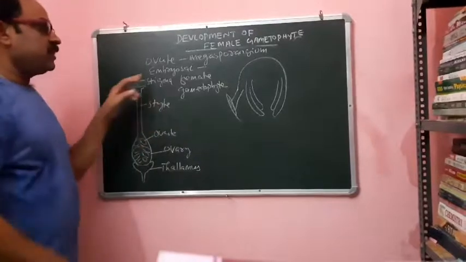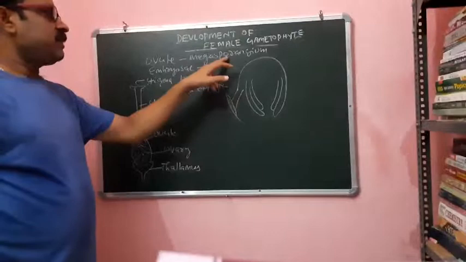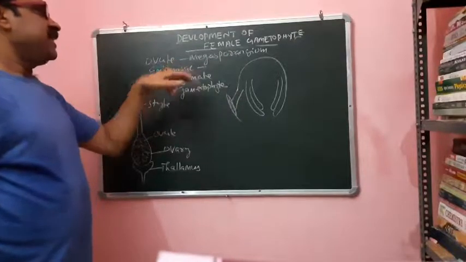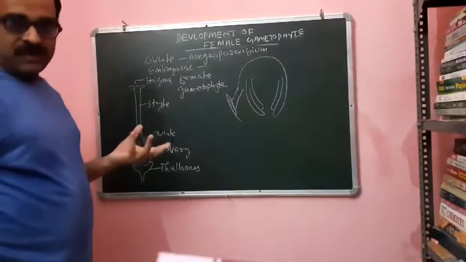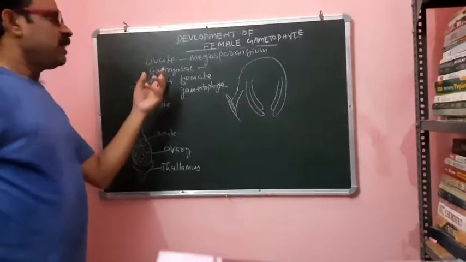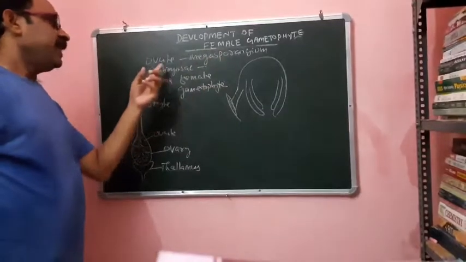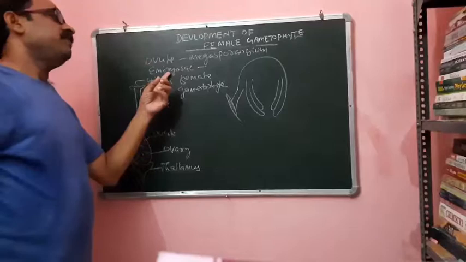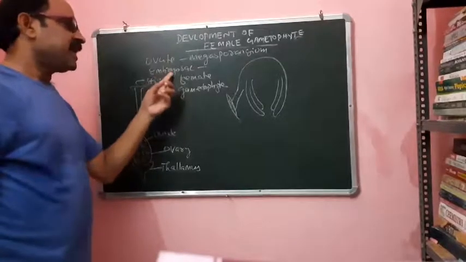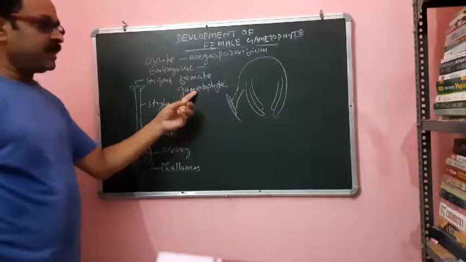Ovule is called megasporangium. Inside the ovule, the female gametophyte develops. So the ovule is called megasporangium, and inside the ovule, the embryo sac develops, and that embryo sac contains female gametes. So embryo sac is called the female gametophyte.